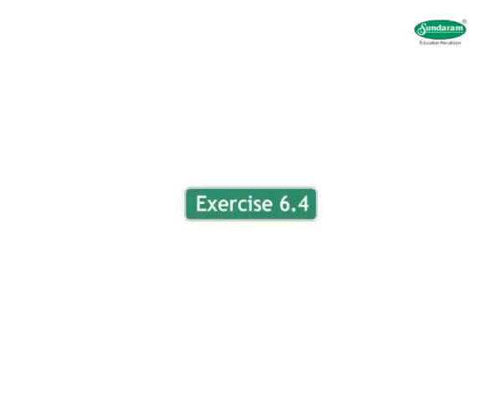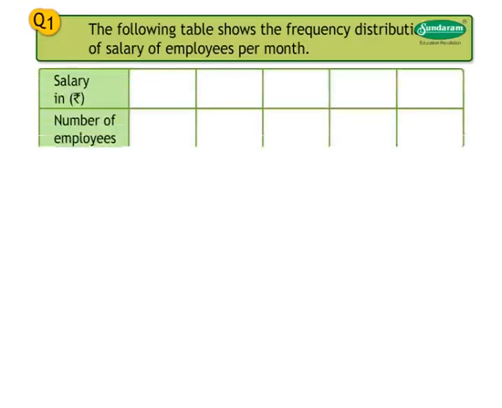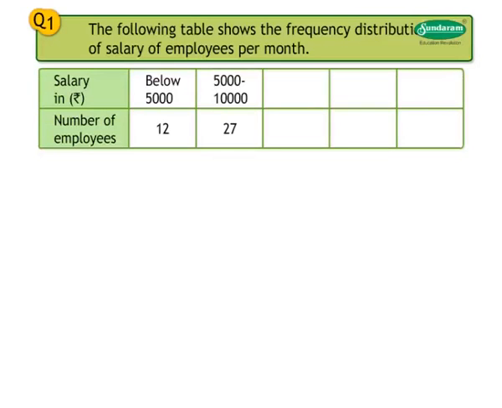Let's solve sums from exercise 6.4. Number 1. The following table shows the frequency distribution of salary of employees per month. Draw less than type cumulative frequency curve, hence find the median. 12 employees have salary below rupees 5,000. 27 employees have salary between rupees 5,000 and 10,000.